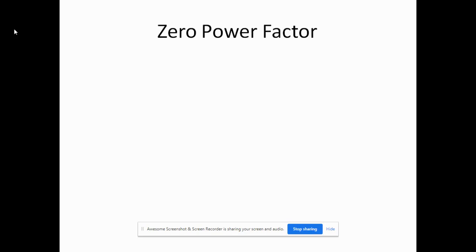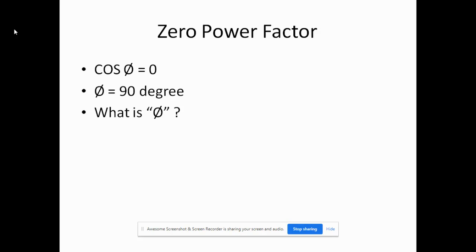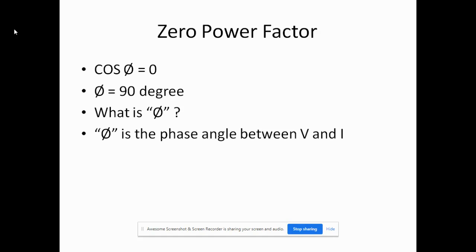Next is zero power factor. As the name specified, we have to determine a zero power factor. So power factor, as we know, is cos phi. So cos phi is equal to 0. So what about the phi? It is 90 degree. So phi is the angle between voltage and current. It is the phase angle between voltage and current.